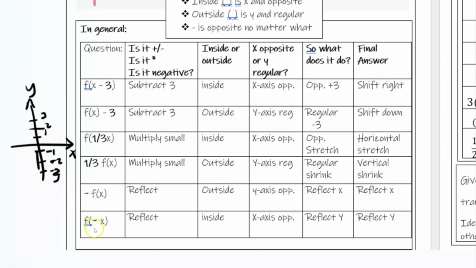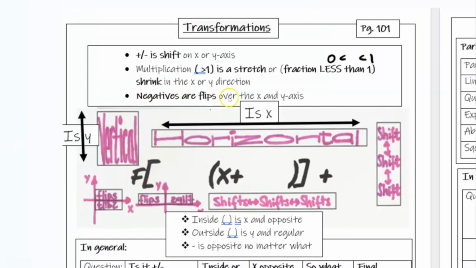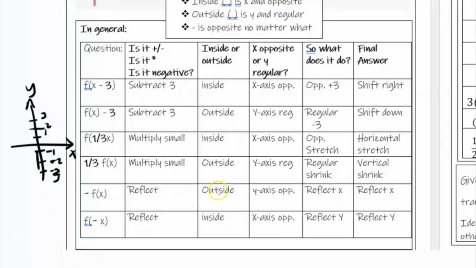All right, negatives are opposite no matter where they are. So again, usually this will be outside. You think flip it over the y, but it's opposite, so it's flip it over the x. So what does negatives mean? Negatives mean reflect. So again, back to our notes, negatives are flips. All right, reflect, where is that? It's outside. Okay, so it's the opposite no matter where it is. So it's going to be reflect over the x-axis.